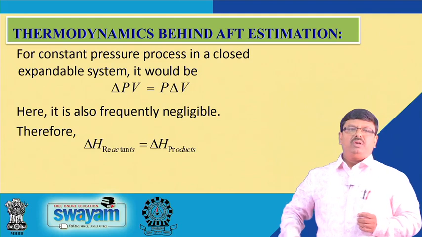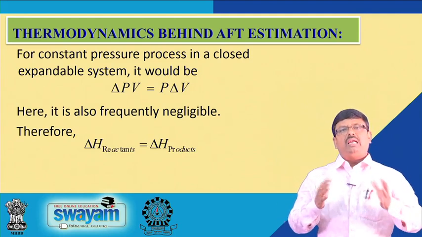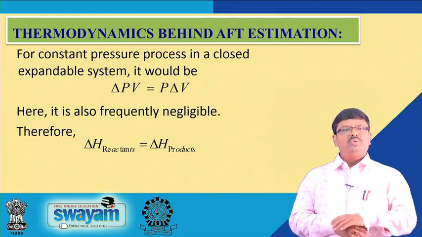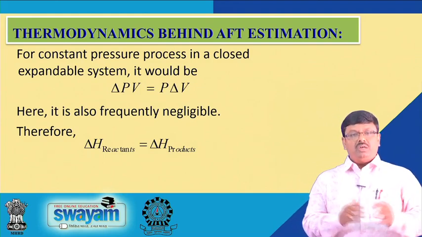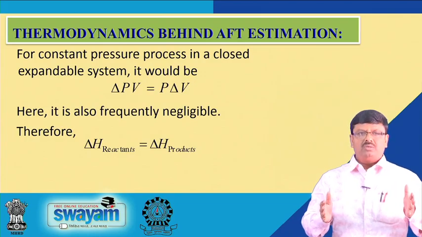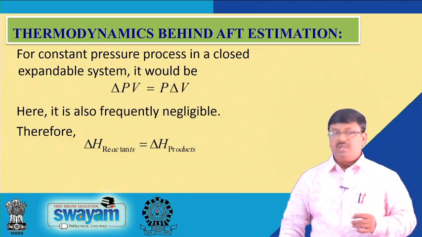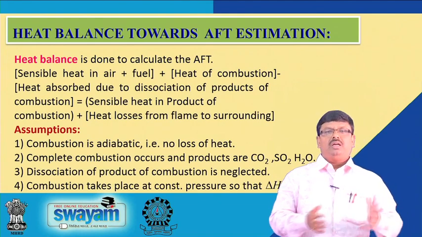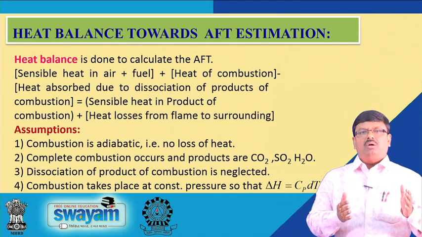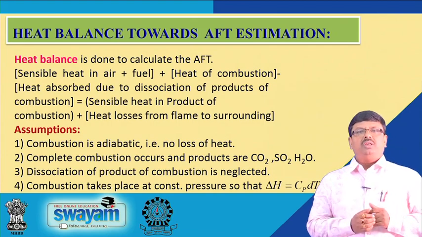Here it is frequently negligible. So, this P delta V or V delta P, if treated as negligible for these two different processes, then the resulting equation is delta H of reacting substances equals delta H of products. This is the concept by which, calorimetrically, we can find out the adiabatic flame temperature, where this H or Q is nothing but mCpT.